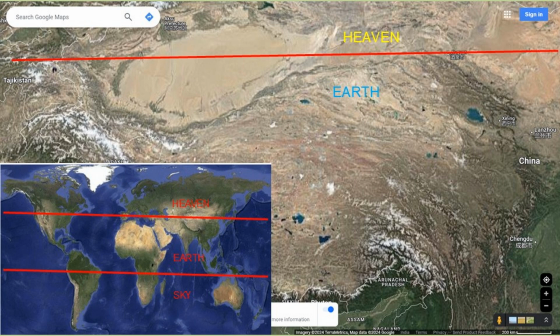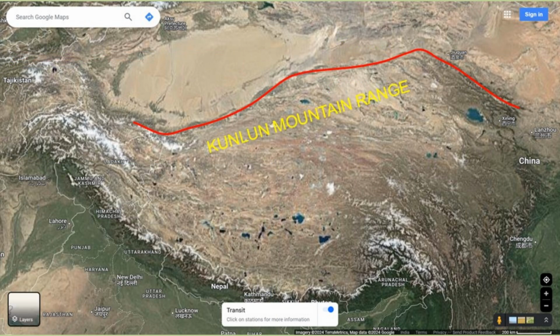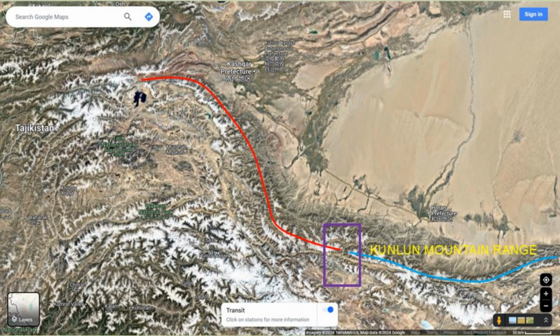Now, let us check whether the top portion of the Kunlun mountain reaches the heaven segment or not. To check this, we have to focus on the western portion of the Kunlun mountain. But there is a break in the continuity of the Kunlun mountain at this point, which is shown in the rectangle in this slide. Then the question is, what is the name of the remaining portion of the Kunlun mountain?